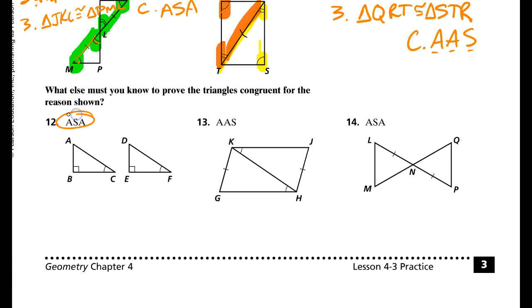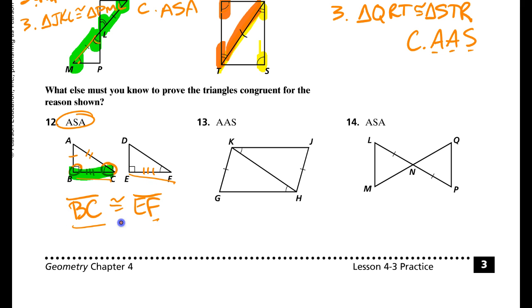So if we're trying to use ASA in number 12, angle, side, angle. What side are we missing? Is it AB? Is it AC? Or is it BC? The answer, BC, is what we need. So you can make hatch marks as many as you want. Try not to obscure the entire line. So you need to see that BC is congruent to EF. And I'll even write that because that's really the true answer here.